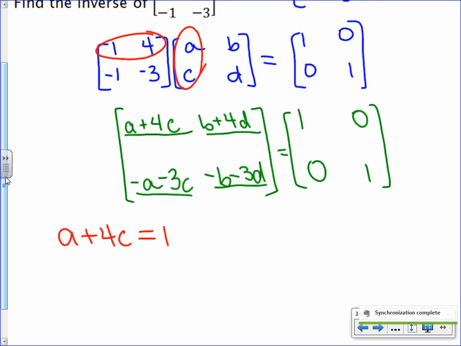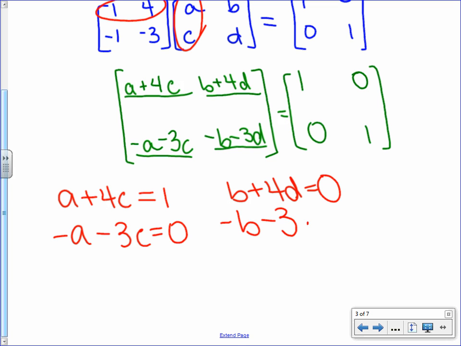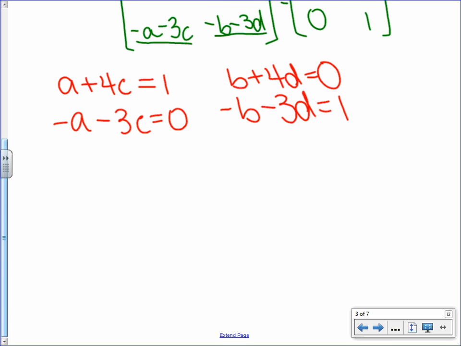Okay. What do we know about negative A minus 3C? It has to equal 0. What do we know about B plus 4D? That has to equal 0. And what do we know about negative B minus 3D? It has to equal 1. So what do we have? We have systems, right? If we add these two together, we get C equals 1, which would make A what?